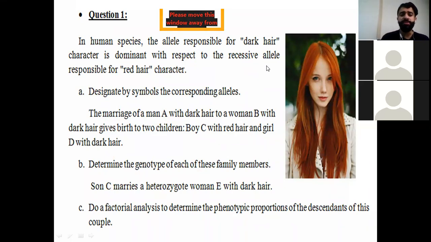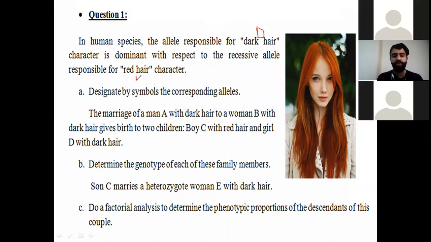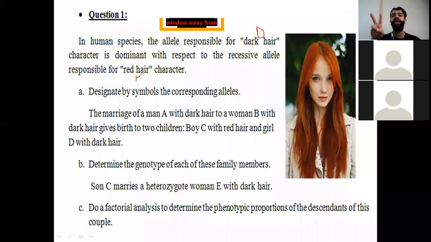Thank you. So the marriage of man A with dark hair. We said that the dark is dominant, so we gave it the symbol D capital. And the red, it's recessive, so we gave it the symbol of the allele R small. The marriage of dark hair man A to woman B with dark hair. They gave birth to 2 children. Boy C with red hair and girl D with dark hair.